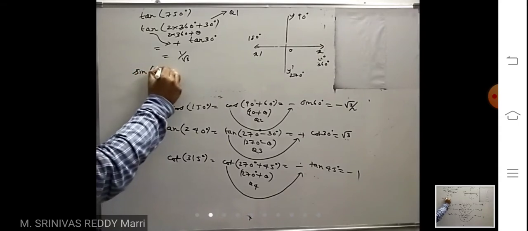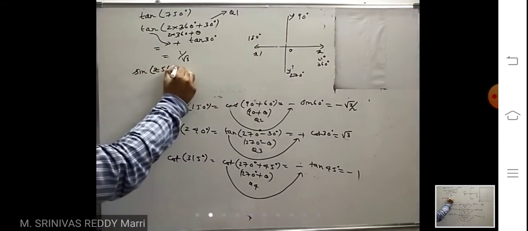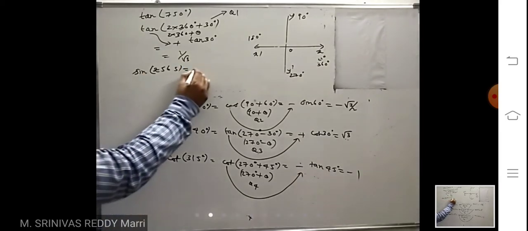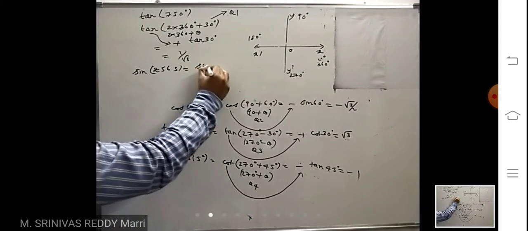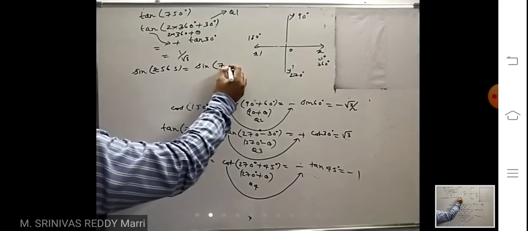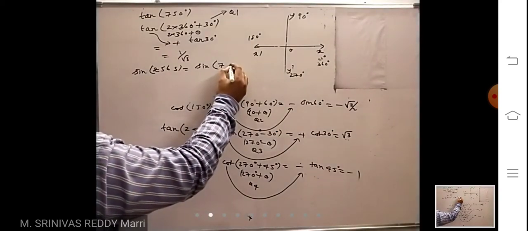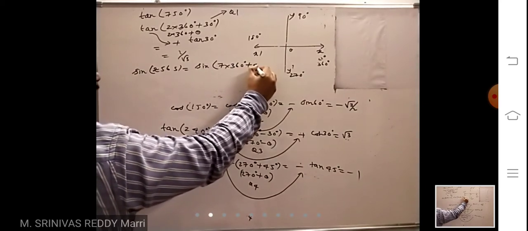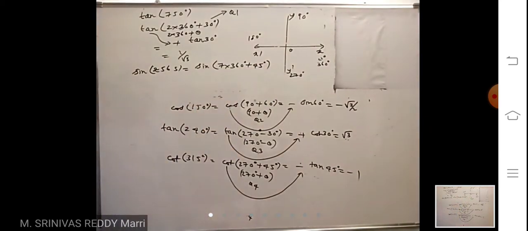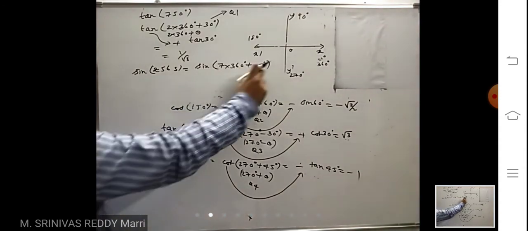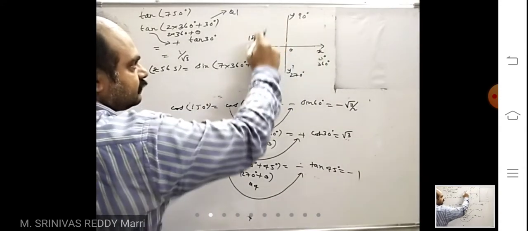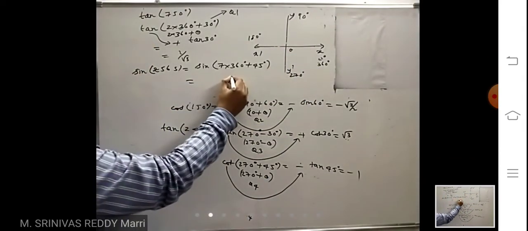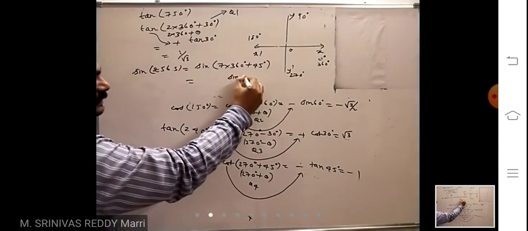Suppose sine 2565. So if you write this as a multiple of 360, you will get 7 into 360 is 2520 plus 45 degree. 7 rotations will come here. Plus 45 means it will come in quadrant 1. That means sine will remain the same.